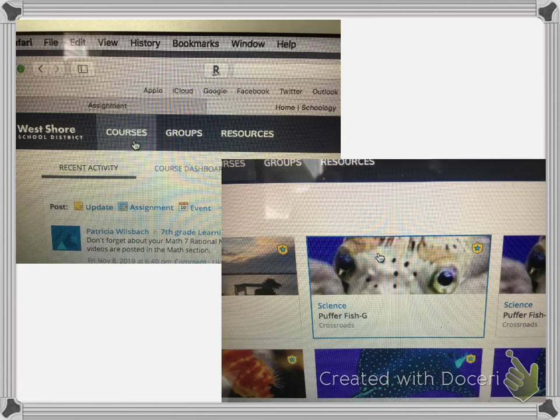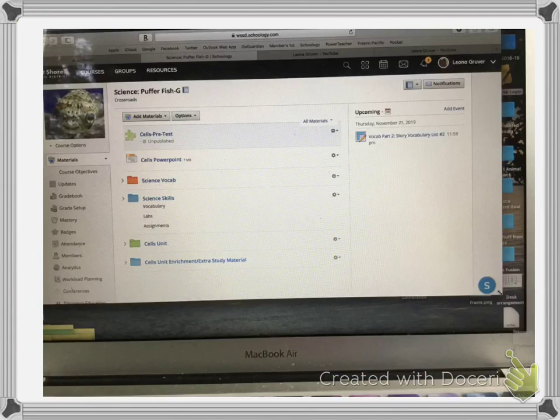So go ahead and click on the pufferfish. And when you click on the pufferfish, you're going to go in, and this is the page that you're going to see. The reason why you're going to see it is because it's going to open up to the course materials, and that's this page. So that's where you're going to be opening up to.